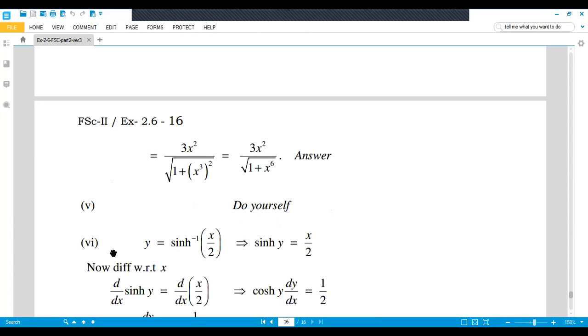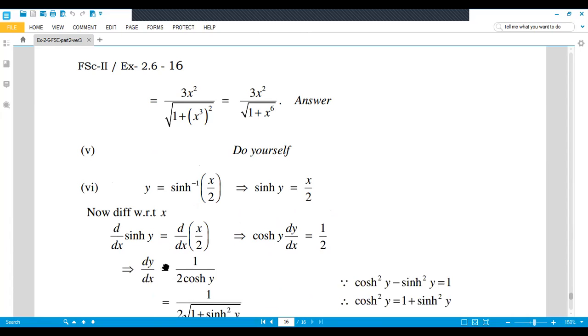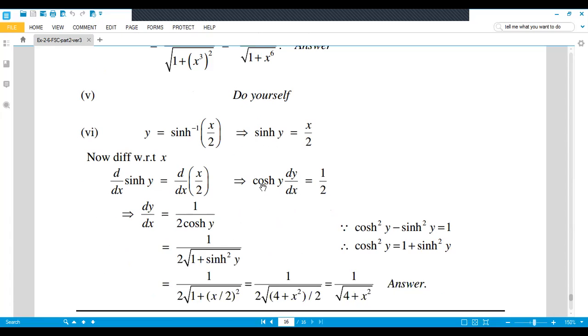The fifth one you do by yourself. Now come to the sixth part. The sixth part is again an inverse function. When you shift it to the left hand side, it will be sinh y equal to x over 2. So differentiate with respect to x. The derivative of sinh y is cosh y, and dy by dx, here 1 over 2. The derivative of x is 1, and 1 over 2 you will get, and you multiply cosh y here and shift it to the other side, so 1 over 2 cosh y.